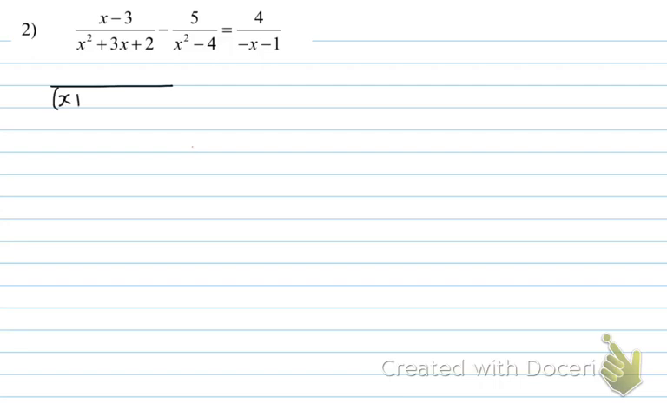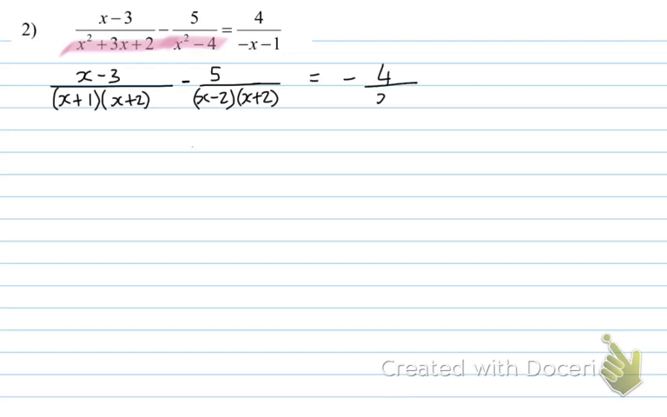I'm going to factorize the denominator. The first one is a trinomial that I'm going to factorize. So that's going to be x plus 1, x plus 2. Then I leave the top just as it was. Then for the second denominator, I have a difference between two squares. So it's going to be x minus 2, x plus 2. Okay, and then on the other side, I'm going to take out a negative 1, or just a negative, and I'm left with x plus 1 below the line.